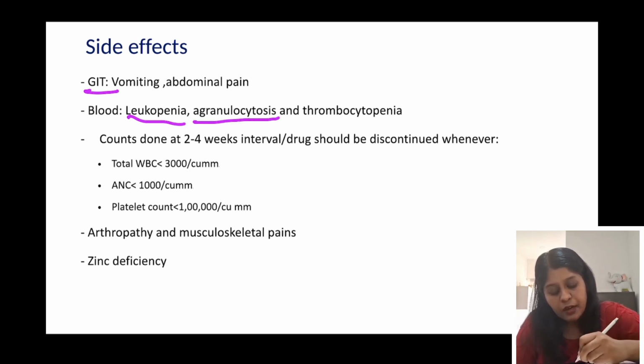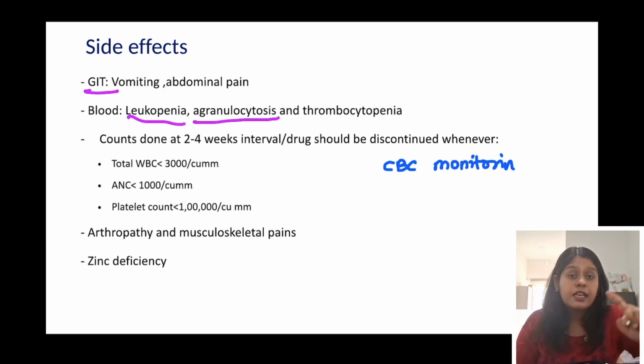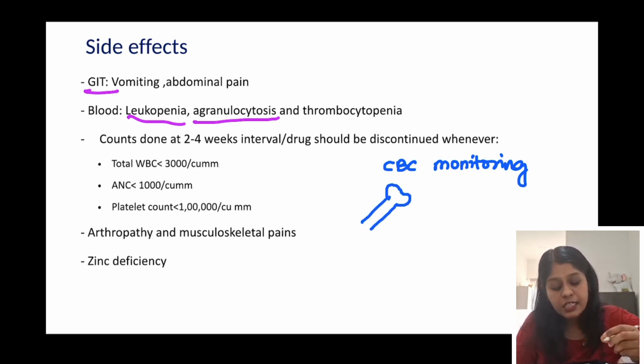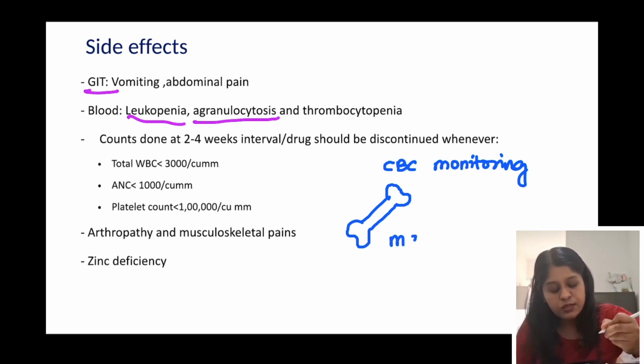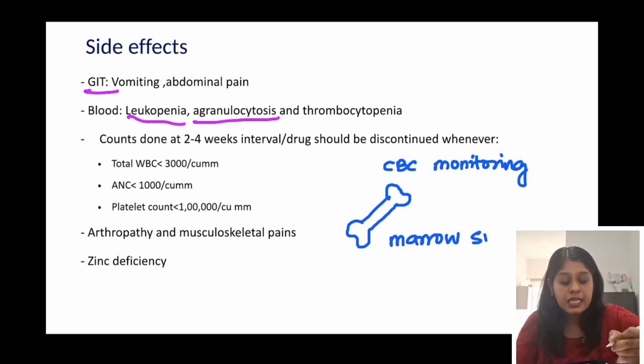Leukopenia, and counts done at 2 to 4 weeks interval should be discontinued. So we have to monitor counts. There you are monitoring for eye, hearing, bone and growth, and Yersinia infection, whereas here you have to do CBC regularly. If the count is below 3000, leukopenia, if the ANC is less than 1000, or if the platelet is less than 1 lakh, you have to discontinue the therapy.